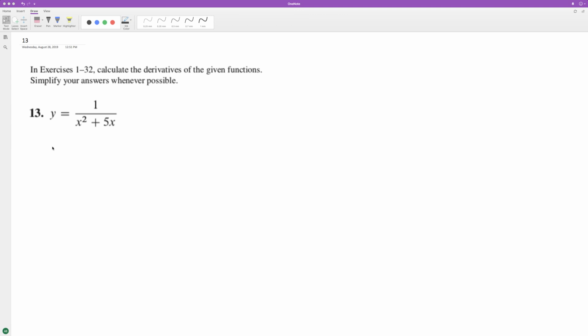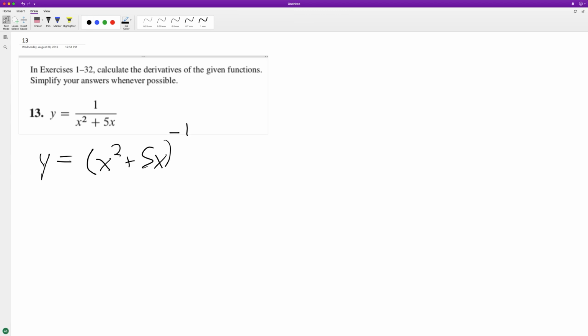Following problem. There's a few ways we can do this. What I'm going to do is rewrite this, instead of just 1 over x squared plus 5x, as x squared plus 5x raised to the negative 1. So we'll use the chain rule here.